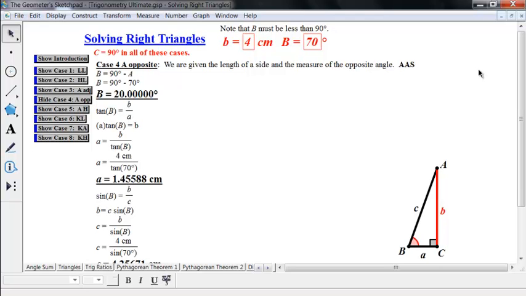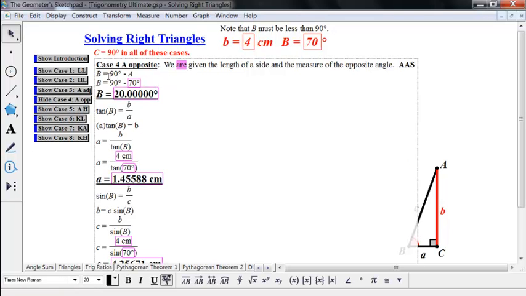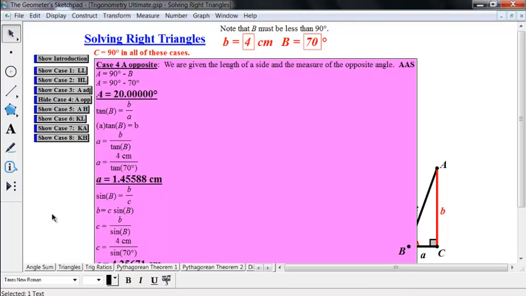We'd simply do angle B is the one that's given. This is a typo, let's fix that. Angle A is 90 degrees minus B, so angle A is 20 degrees.